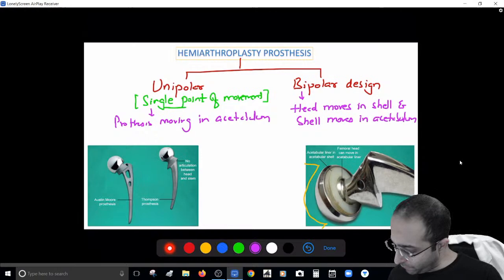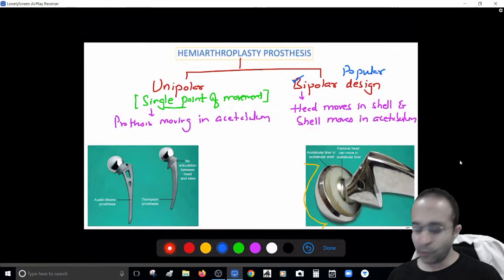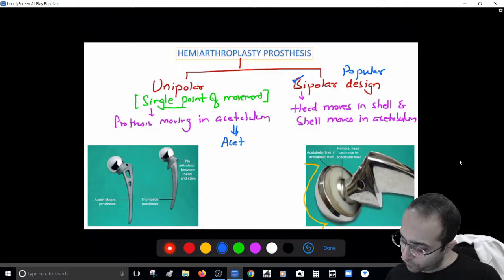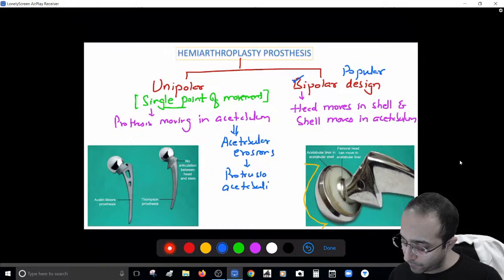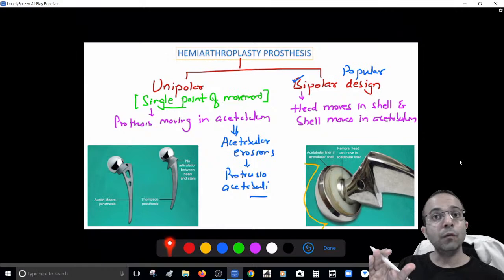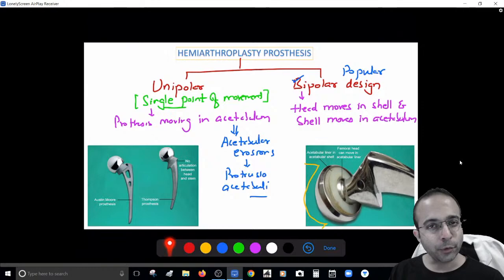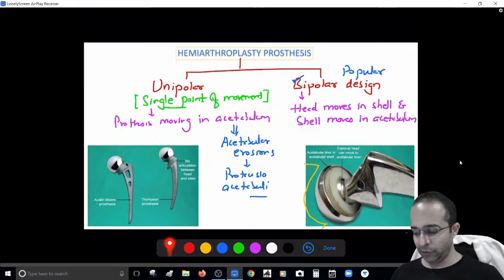Now, out of the two, the popular design as of today has been the bipolar, because there was a problem with this unipolar design: acetabular erosions. This would lead to protrusio acetabuli, and this would cause thigh pain and the failure of the surgery. If this whole huge prosthesis would be moving in the acetabulum, that would erode the acetabulum, leading to protrusio. So that is why the bipolar designs came, the designs we favor today. Because of cost constraints, in some places the unipolar design still continues to be used.